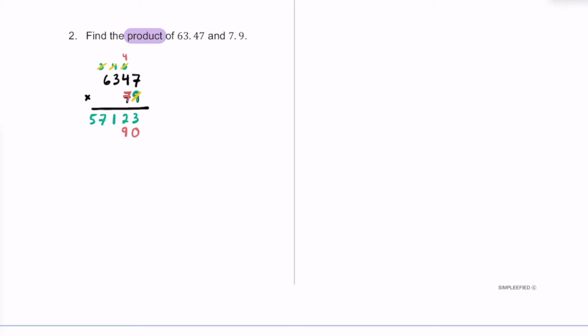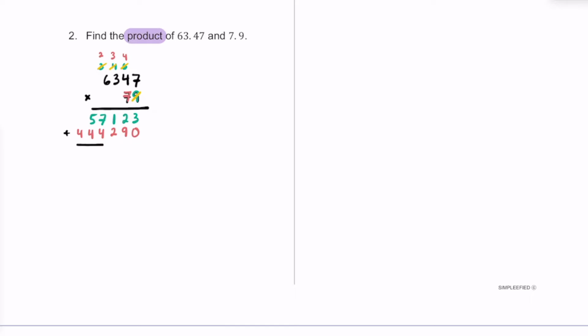Then 7 times 4 is 28, plus that 4 is going to be 32. Carry the 3. Then 7 times 3 is 21, plus the 3 is 24. Carry the 2. And then 7 times 6 is going to be 42, plus the 2 is going to be 44. All right, so we have our 2 partial products here.